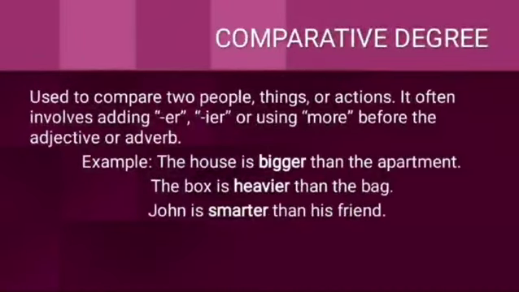Next, let's see the comparative degree. The comparative degree is used when comparing two people, things, or actions. This form often involves adding er, ier, or using more before the adjective or adverb. For example, the house is bigger than the apartment, or John is smarter than his friend.